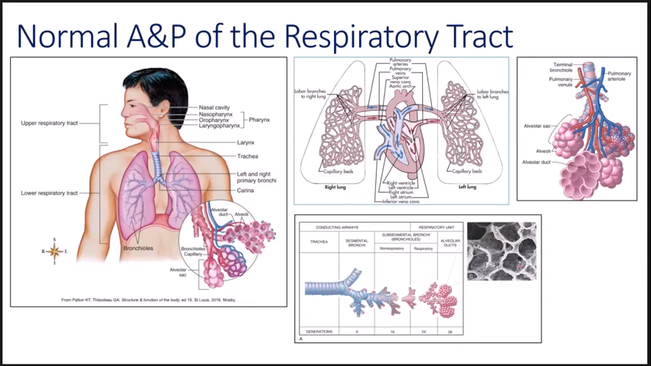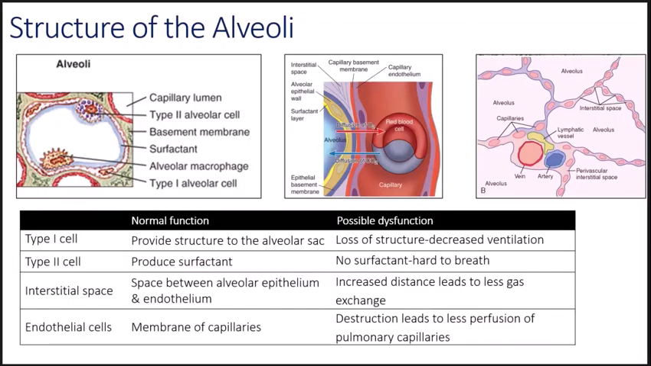When someone has a disorder of the respiratory tract, it can affect the upper respiratory tract or the lower respiratory tract. I'm going to elaborate a bit on the alveoli where the gas exchange occurs, and there are different structures that make up the alveoli. We're going to have a look at what the normal function is and then describe what could happen if those normal structures are not functioning as they should.